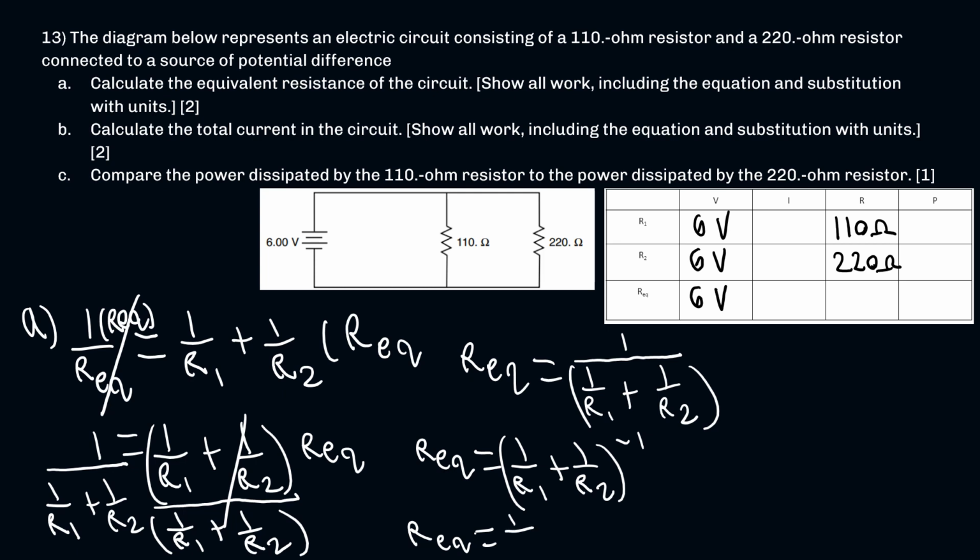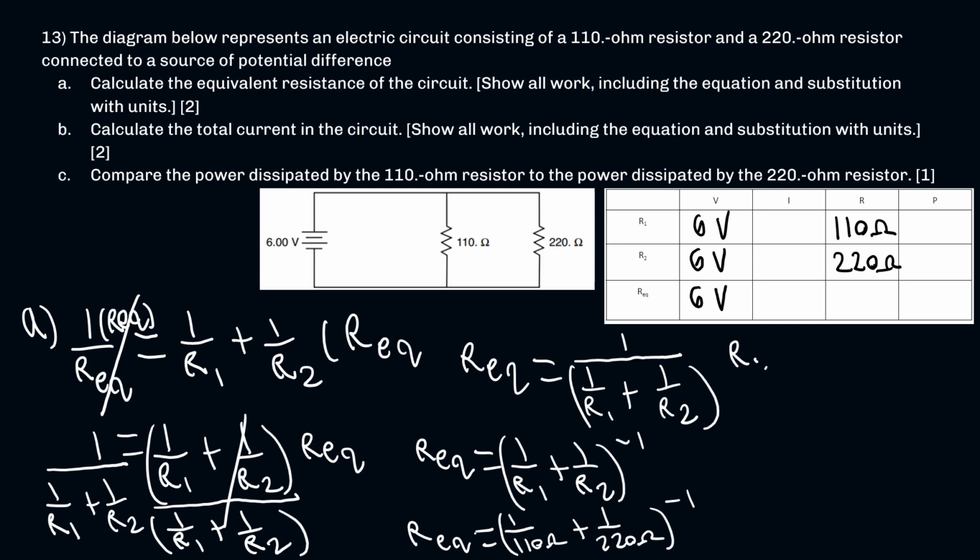1 over, remember your parentheses, 1 over 110 ohms plus 1 over 220 ohms, all raised to the negative first power. When you do this, just plug it into your calculator, 1 over 110, 1 over 220, add them together, and then whatever the answer is inside the parenthesis, don't forget to then raise it to the negative first. So I'll show you this step here, so there's no confusion with this.